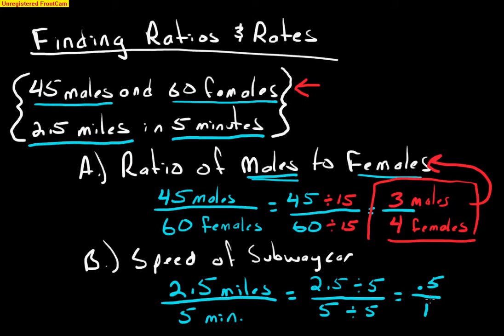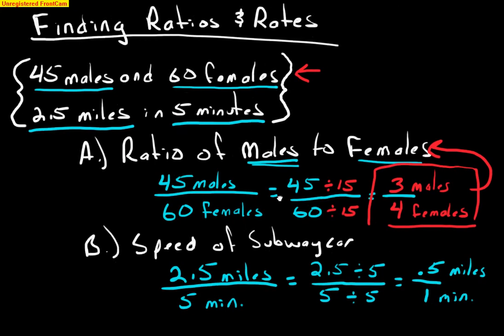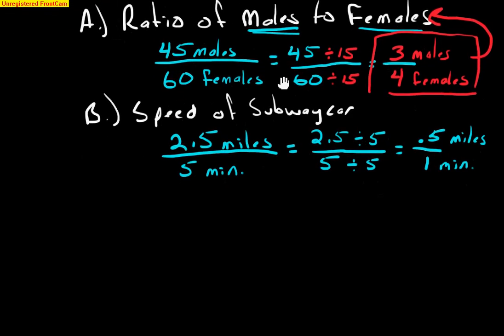So now if we put the units back in, we have 0.5 miles for every 1 minute. Okay, and let me move this up a little bit. Alright, so essentially you're just going a half a mile, because 0.5 miles is half a mile in 1 minute. So that's your speed of the subway car.